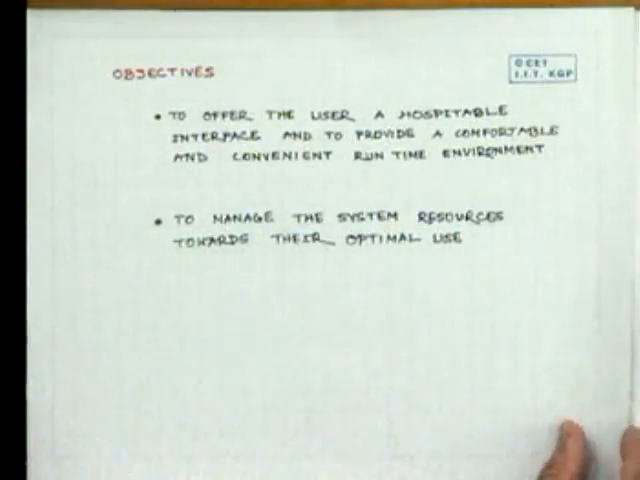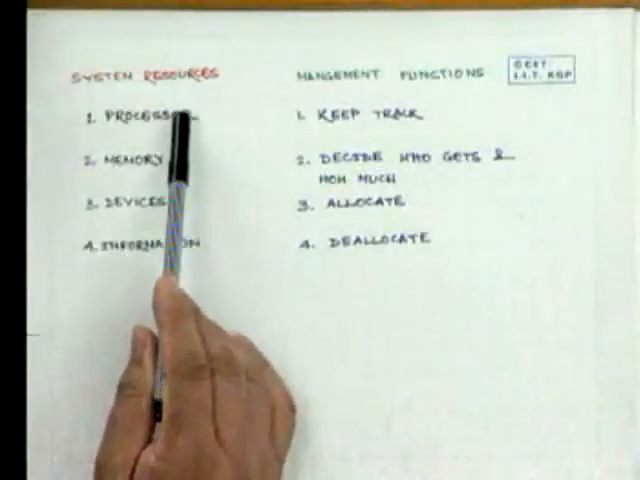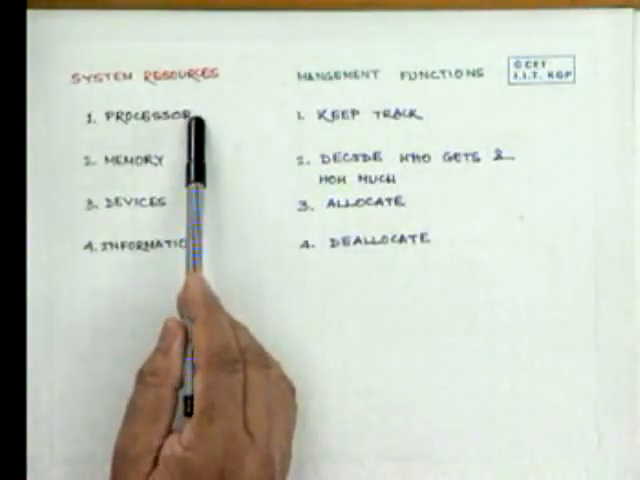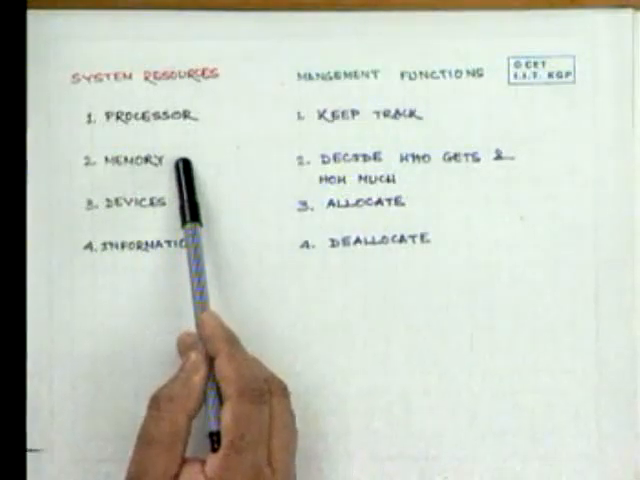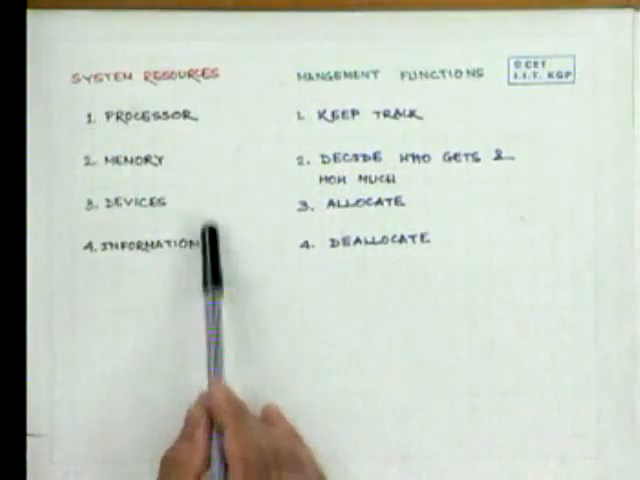Let's see what the system resources are. We also identified what the system resources are. Let me show it once more here. The system resources are categorized into these four types. One is the processor, second is the memory, third is the devices, and fourth is the information.